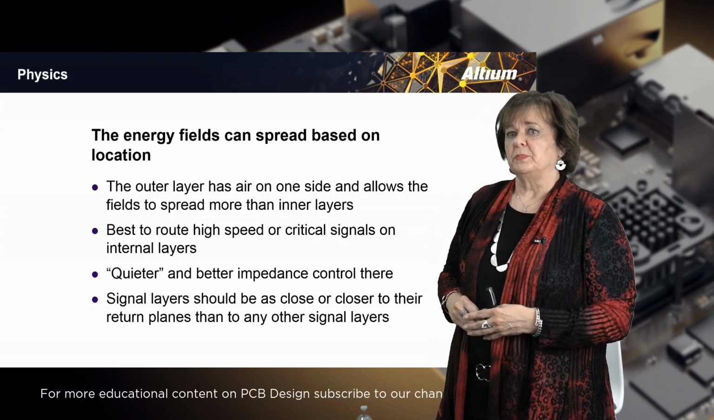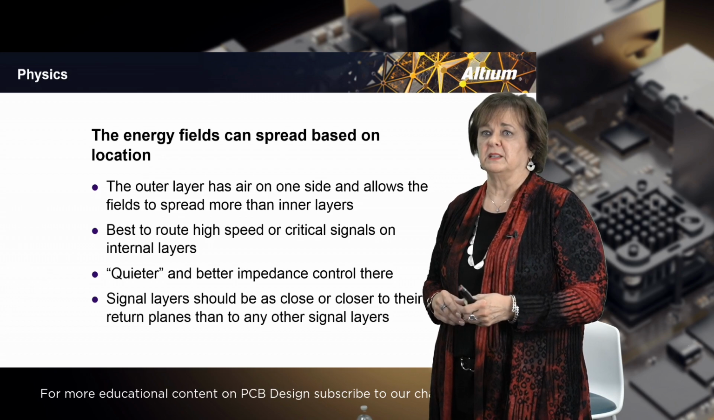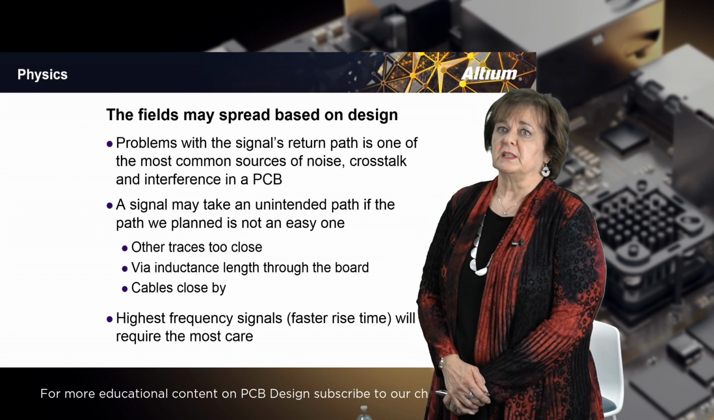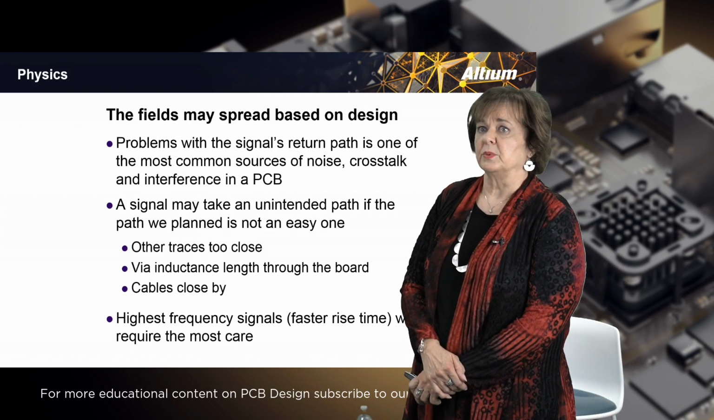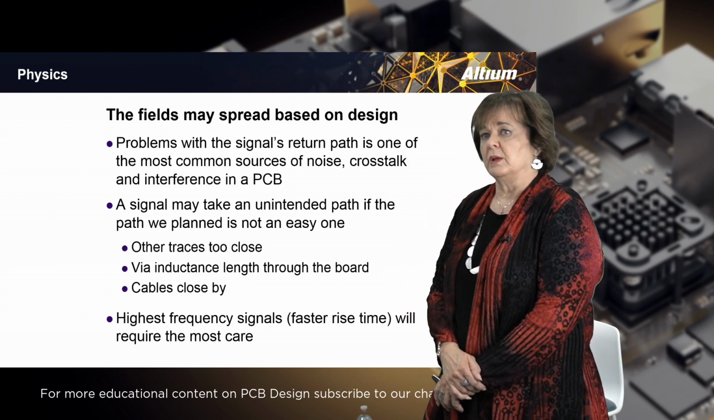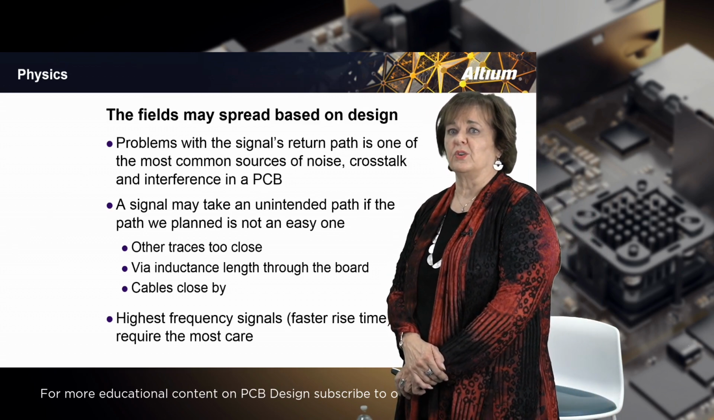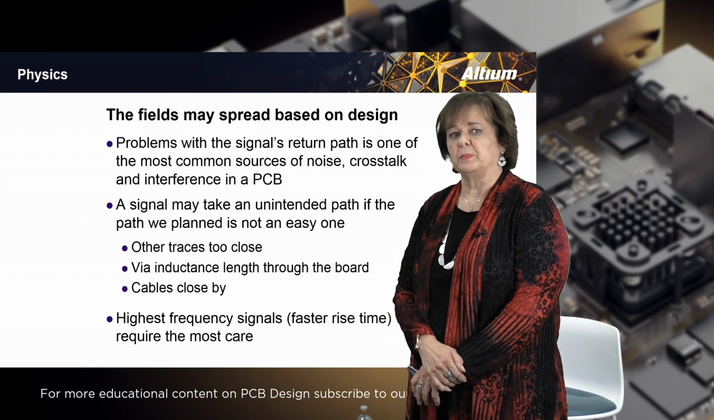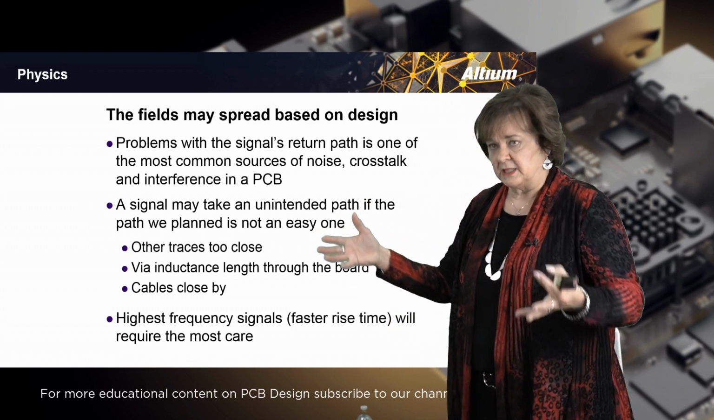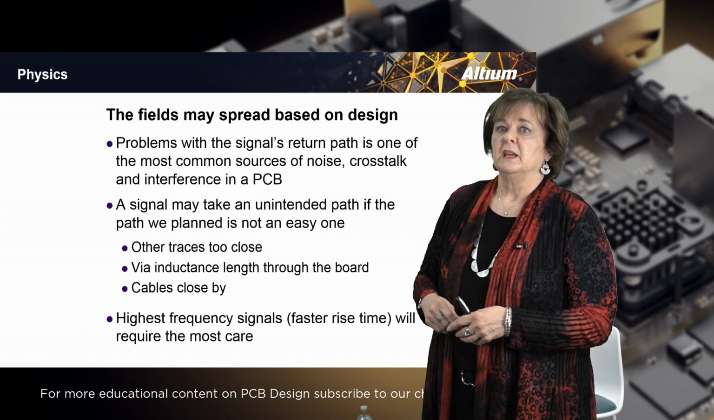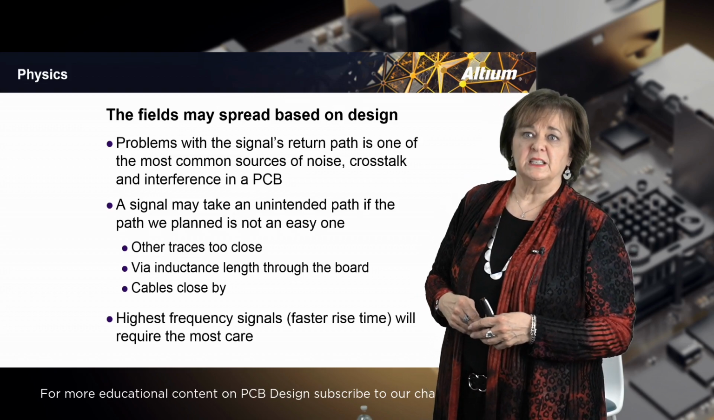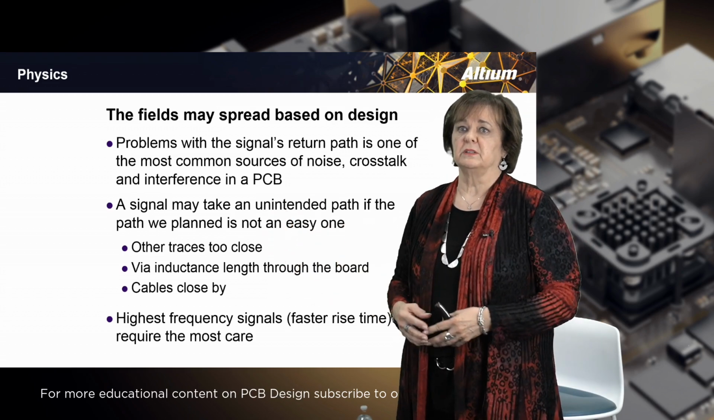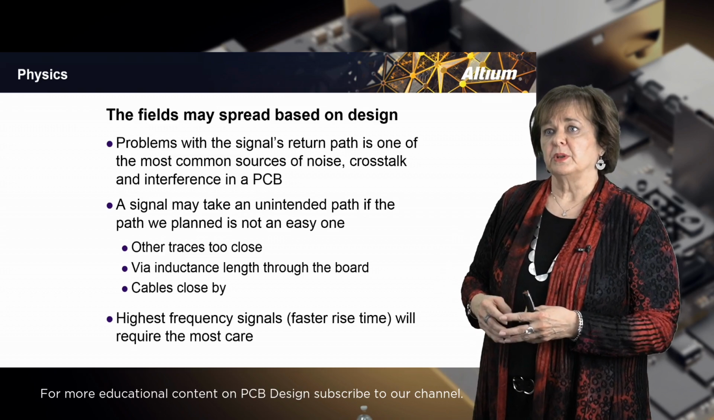The signal layers should be as close or closer to the return planes than any other signal layers. The fields may spread based on the design. There may be problems with the signals and the return path. One of the more common sources of noise, crosstalk, ringing, interference, all kinds of problems can happen because of the energy escaping from the path that we want it to take. The signal may take unintended paths, like other traces may be too close that cause the signal to spread to those signals instead of spreading to the return that we want them to take.